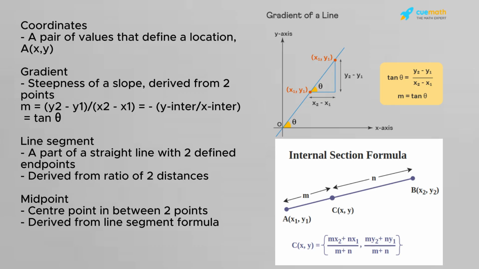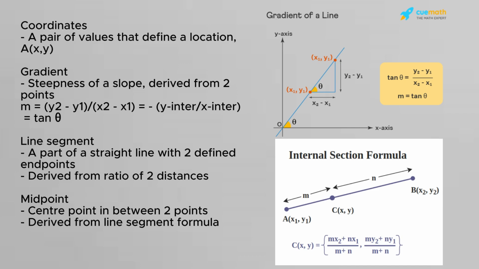For line segment, the line segment is a part of a straight line with 2 defined endpoints. So you can see in the diagram on the right, the M and N are separated by a single point. And to derive this formula, you're going to have to derive it from a ratio of 2 distances.